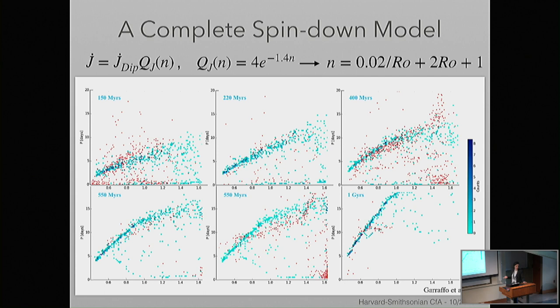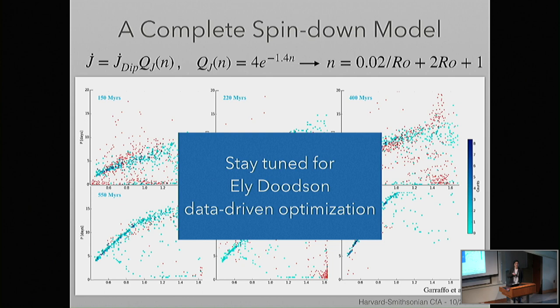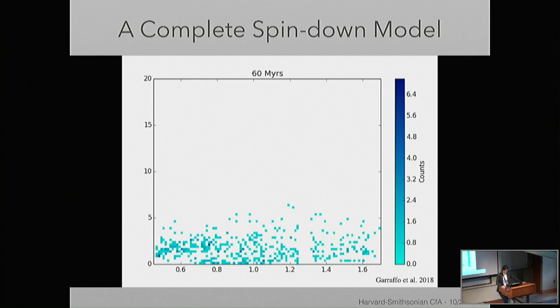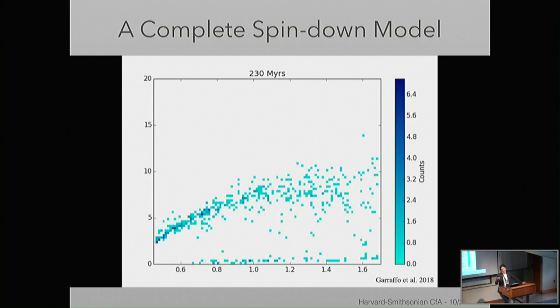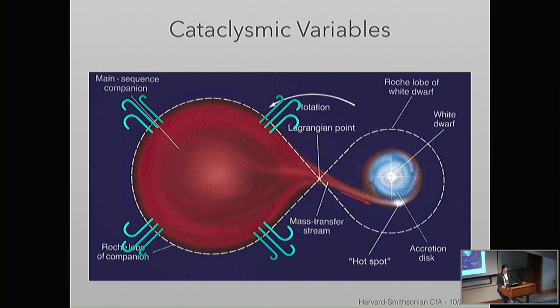I want to emphasize that this is just a function we proposed, and we optimized two parameters. However, you should stay tuned for Eli, who's sitting here, a Southampton student, that is doing a data-driven optimization of this. We'll see what data really tells us, what this function is and what the parameters are to get a better fit. Okay. I wanted to show you this movie because it's how the model predictions on the rotation evolution compare to the observations when we have them. But I didn't have as much time as I thought I would.